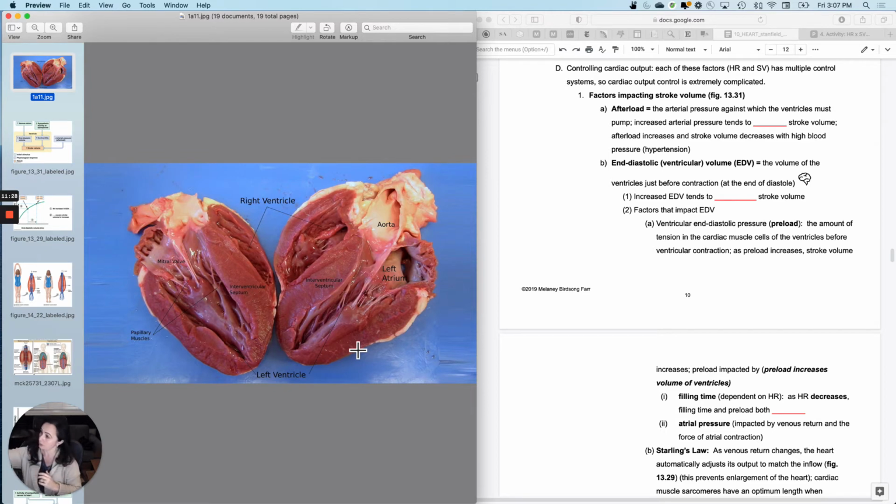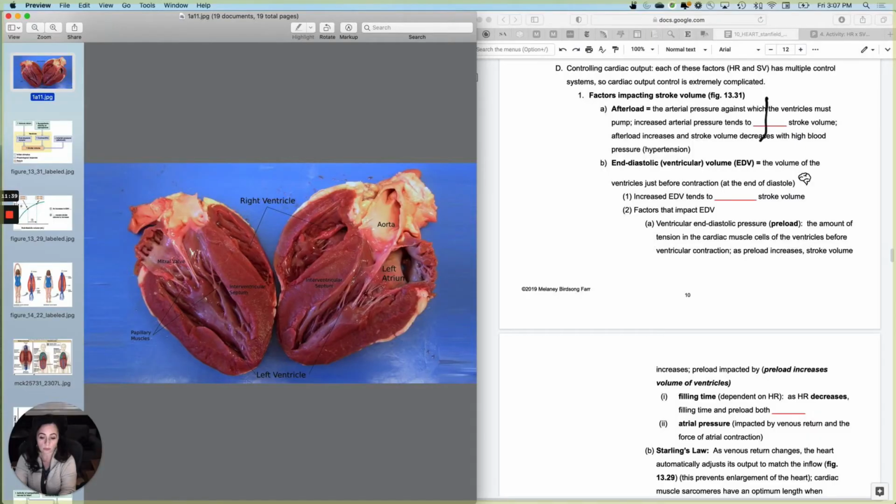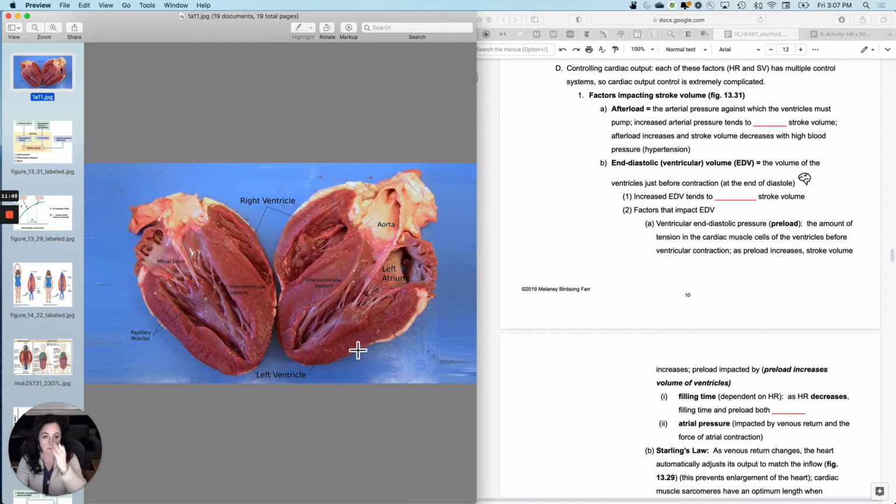If you increase the pressure in the arteries and don't increase the pressure in the heart, then the delta P drops and the flow drops. It tends to decrease stroke volume. So let's fill that in quickly. Tends to decrease stroke volume. Afterload increases, by the way, and stroke volume decreases with hypertension.